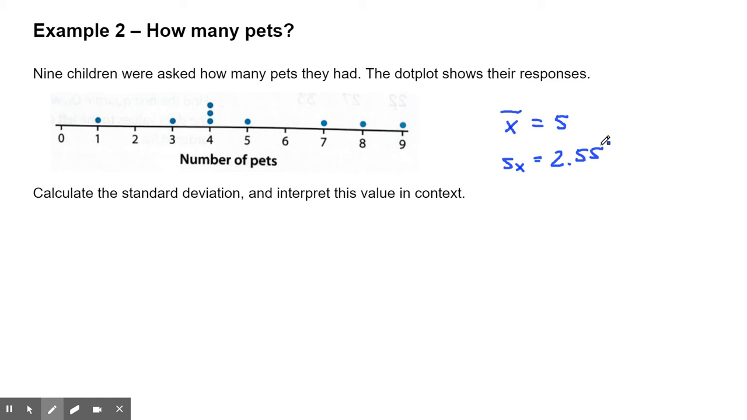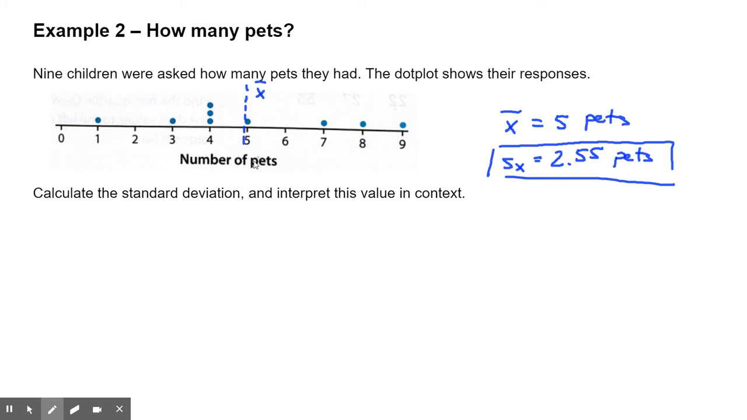So again, let's talk about what these mean, right? And again, the label would be pets, right? So the mean is 5 pets, and the standard deviation is 2.55 pets. So there's your standard deviation. So think about this. They're telling you that 5 is the mean. So I'm going to put this right here. This is your x bar.